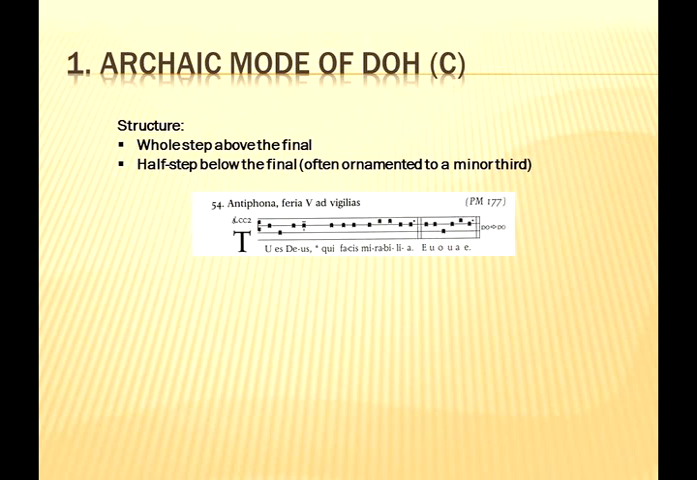Let's take a look at this short antiphon, Tu es Deus qui facis mirabilia. You are God who does wondrous things. We see immediately that do is both the principal note of composition and the final. It is ornamented by a drop to the minor third below and a rise to the whole step above. This is a very simple example. Others will have more complex ornamentation, but the basic structure will be the same.